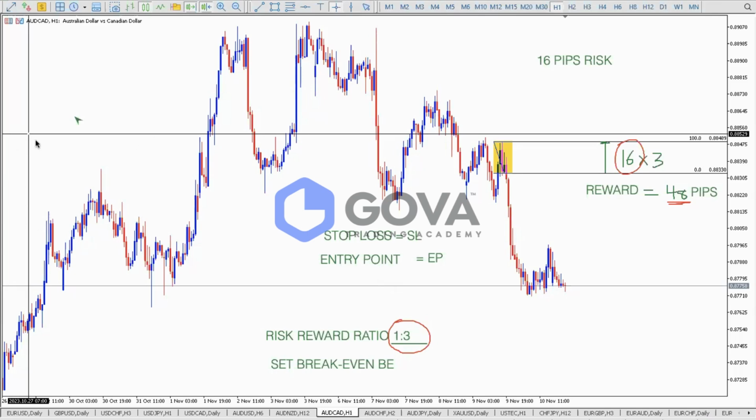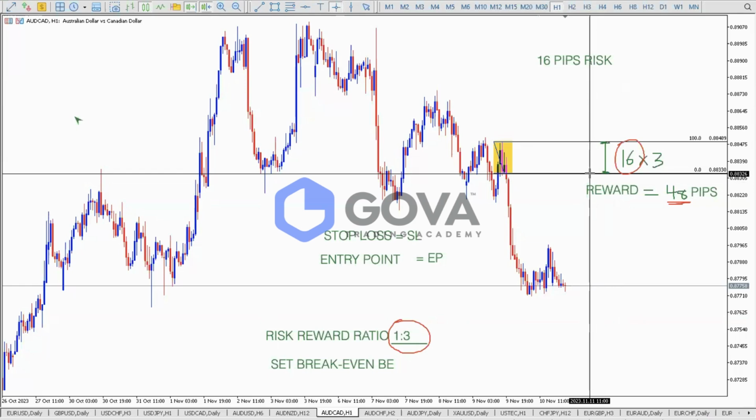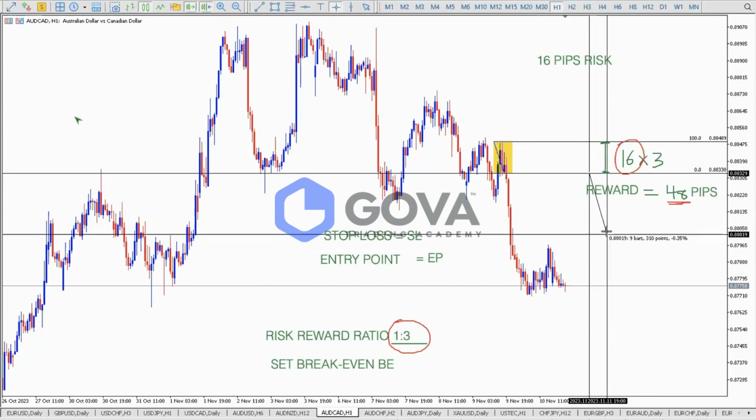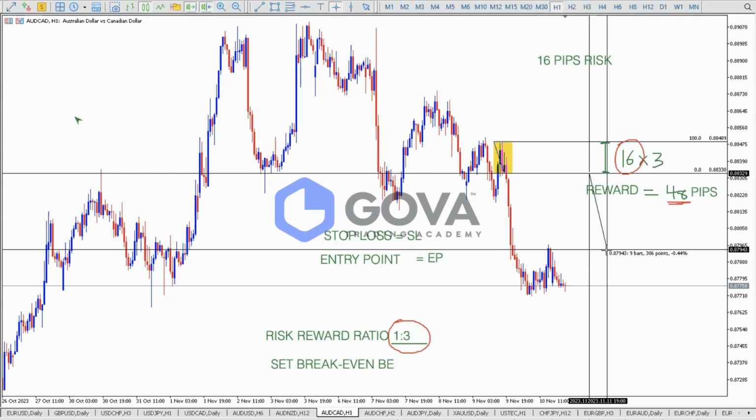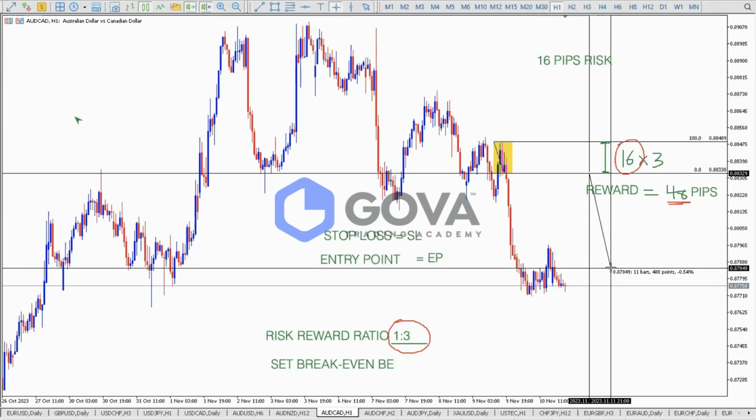Okay, so now let us calculate. Going back to the main point, the risk here is a 16 pips risk. So 16 times 3, that is 48 pips. Now let us calculate 48 pips as a reward. From the entry point, drag it down all the way down till you can calculate 48. So this is 36, this is 39, and this is where 48 is.